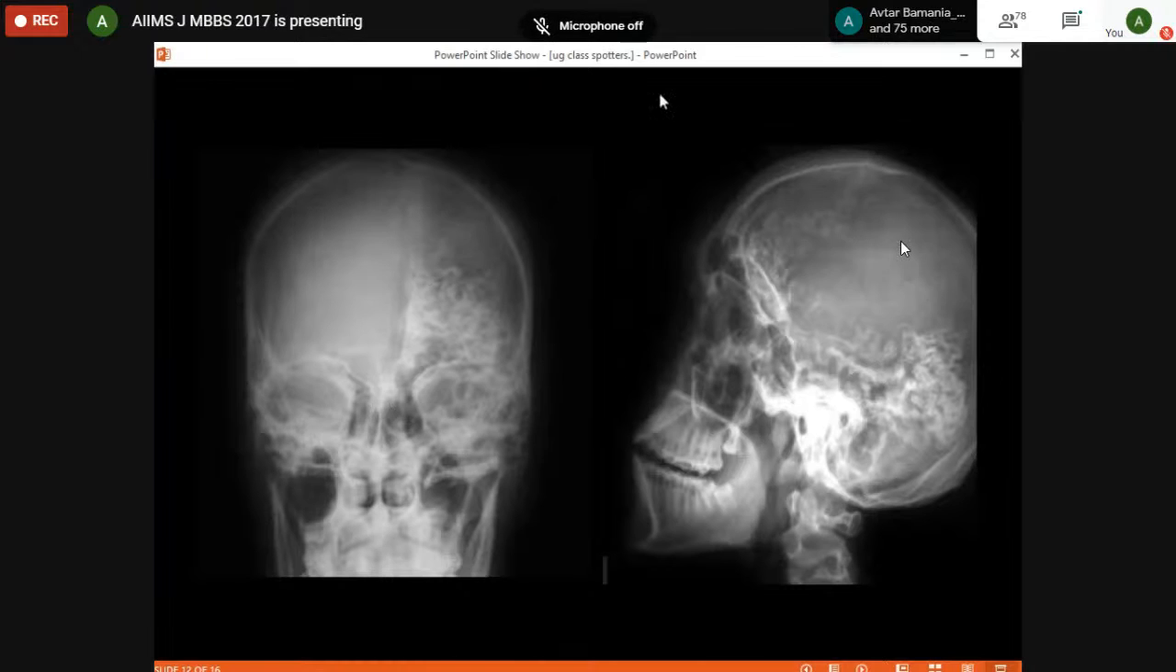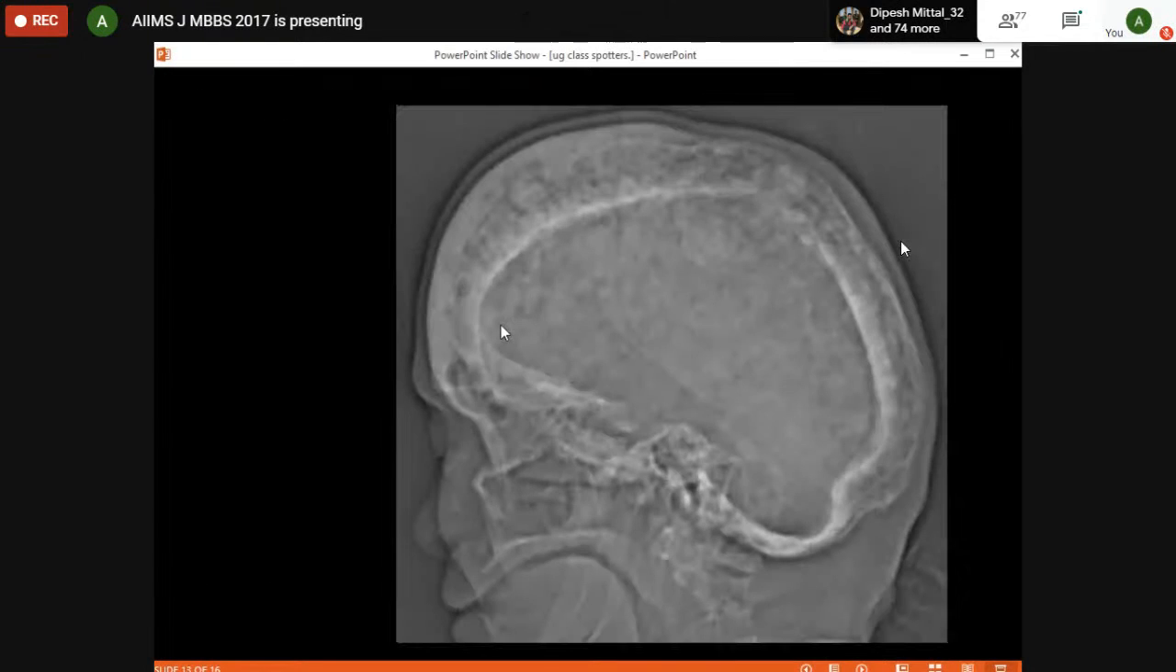There's another finding here: this part of the frontal sinus is more dilated if you compare it with this side. So there is pneumosinus dilatans on one side only, that's the left side. So this is Sturge-Weber syndrome. Okay, so we'll go to our second last question.